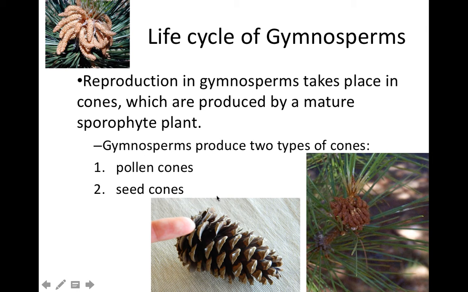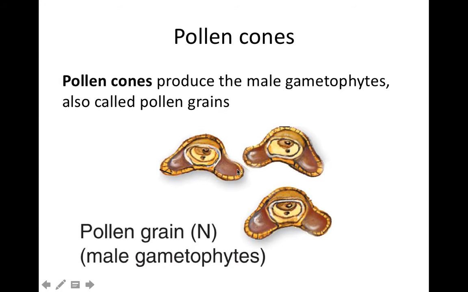I know it's not listed on here, but you should probably add it in. Pollen cones produce pollen, which contains the male gametophytes, or male gametes, so these are considered the male. And the seed cones, which contain the seeds, ovules, are the female. Pollen cones produce male gametophytes, called pollen grains.